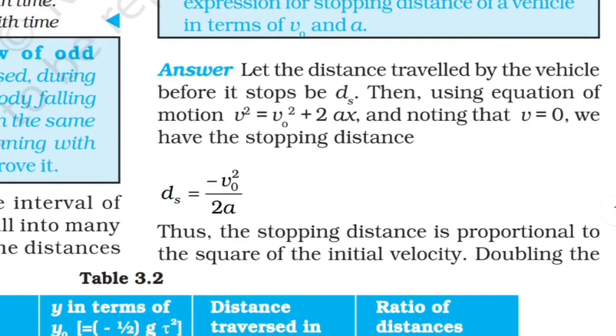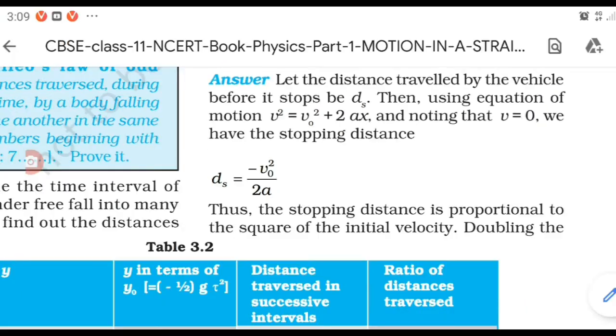Let ds be the stopping distance, and we can use the third equation of motion, v square equal to v0 square plus 2ax. Instead of x minus x0, we have written x. Here, when the car comes to rest, v becomes equal to 0. So stopping distance ds is equal to minus v0 square by 2a.